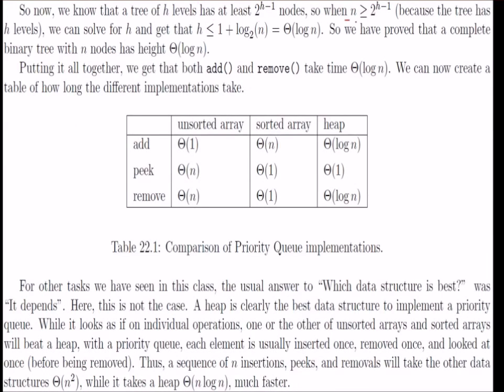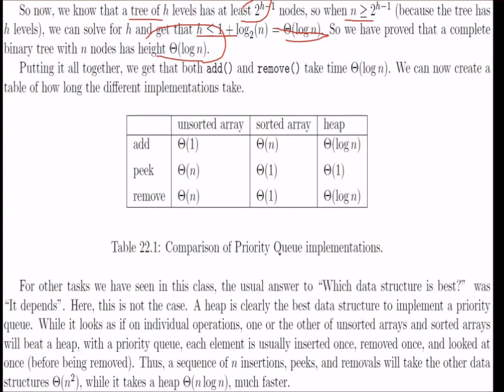So n is greater than or equal to 2 to the power h-1, because a tree of h levels has at least 2 to the power h-1 nodes. And we can solve for h just by taking log, and this will be order of log n actually. So we have proved that the complete binary tree with n nodes has height of order of log n.